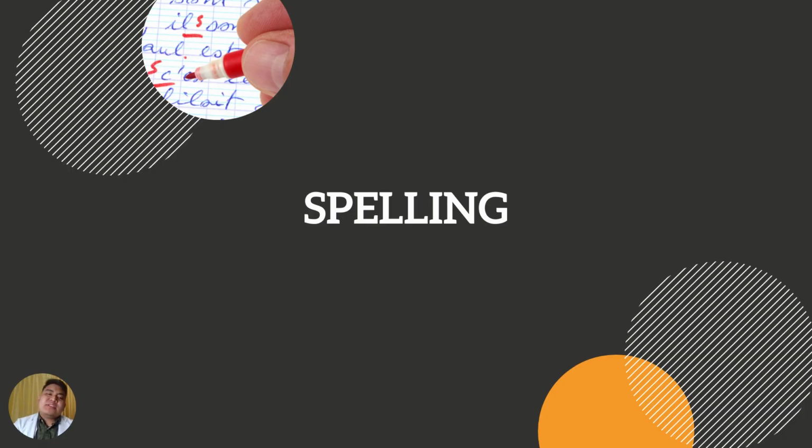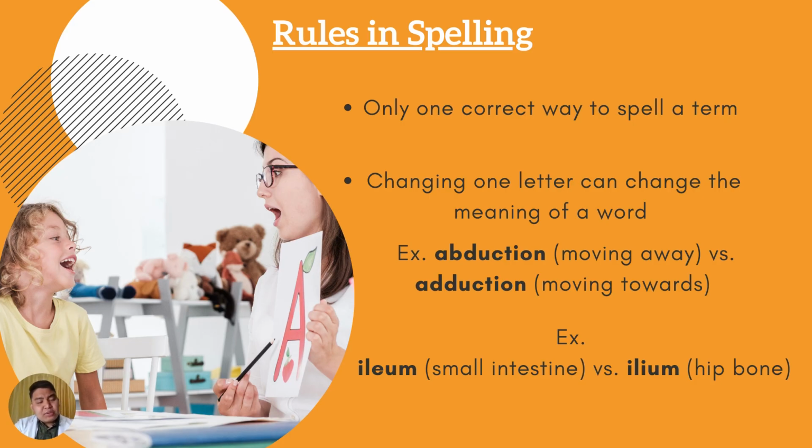Next, how about spelling? How are we going to know about the spelling? What are the rules in spelling? As we observed, there is only one correct way to spell a term. So there is only one way in spelling a term. That is why they say that wrong spelling is wrong, because it will alter the meaning if we use wrong spelling in a specific term.